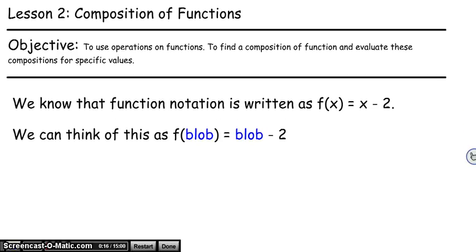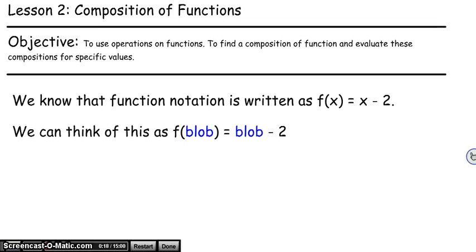We know that function notation can be written f of x, and this is an expression given f of x equals x minus 2. What that means is that the variable within that function is an x, and the name of the function is f. So bear with me and listen carefully. We can think of this as f of blob equals blob minus 2, where blob can be anything you want it to be. For example, let's replace the x, or blob, with 2.